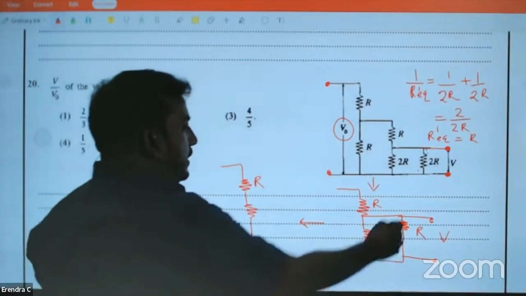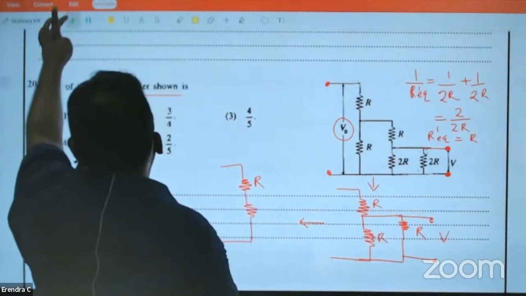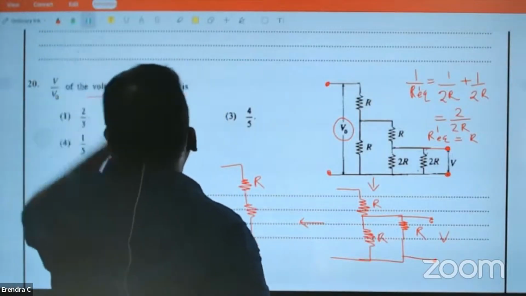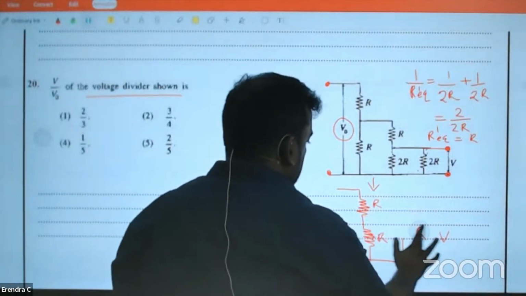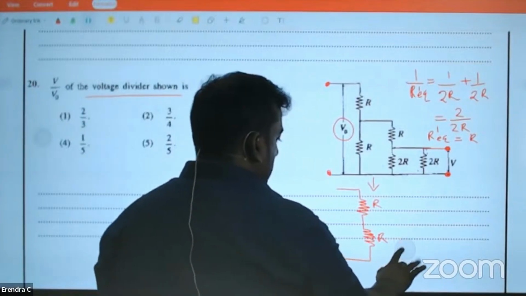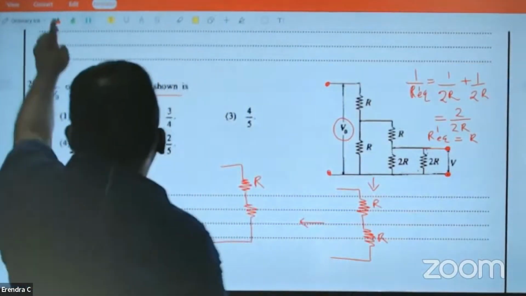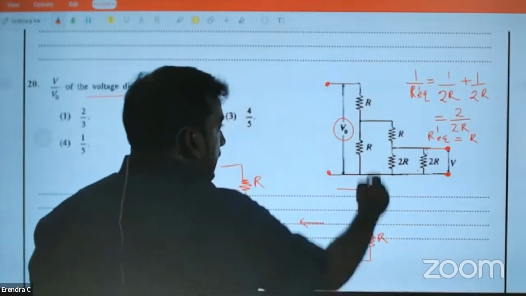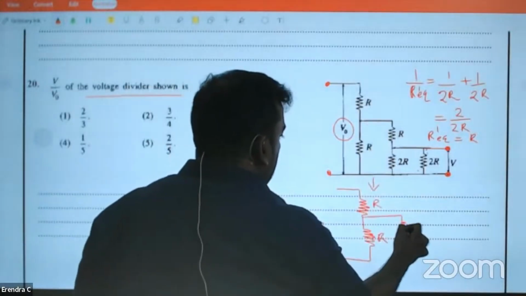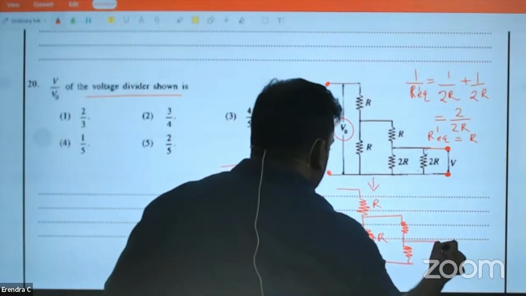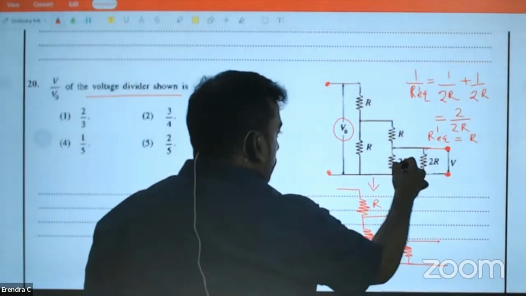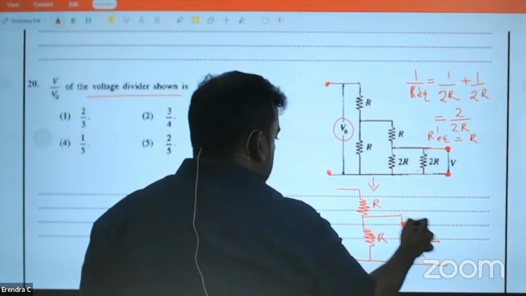Oh, I'm sorry. I forgot to put one part. Right, sorry. So here there is another pathway. Resistance R, this here. 2R will be R here, right?